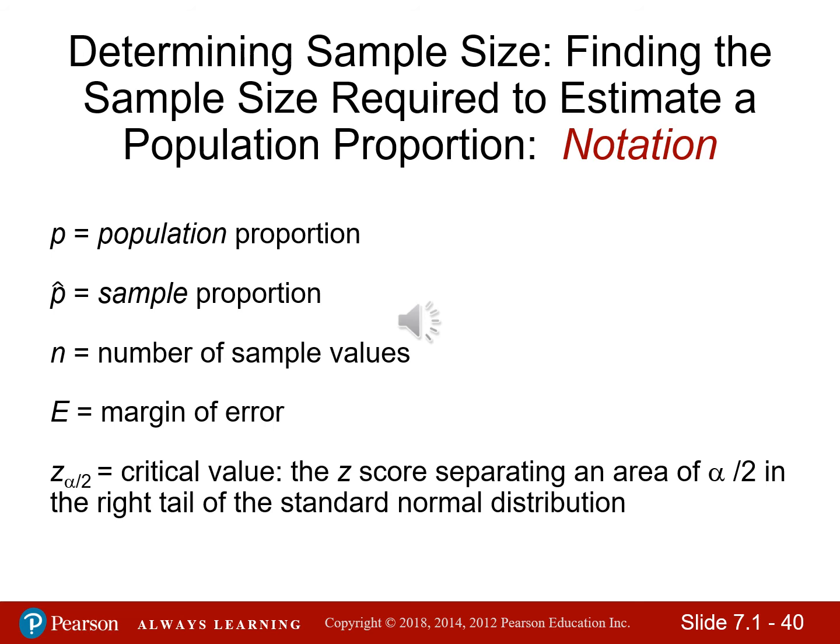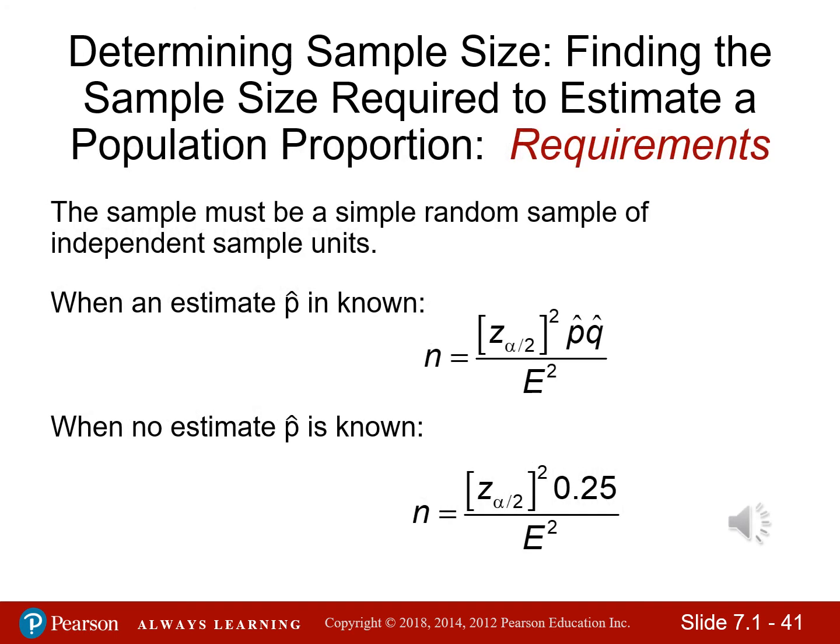Recall our notation: P equals our population proportion, P hat is equal to our sample proportion, N equals the number of our sample values, E equals our margin of error, and Z sub alpha over 2 is our critical value, the z-score separating the area of alpha over 2 in the right tail of the standard normal distribution. The sample must be a simple random sample of independent sample units.